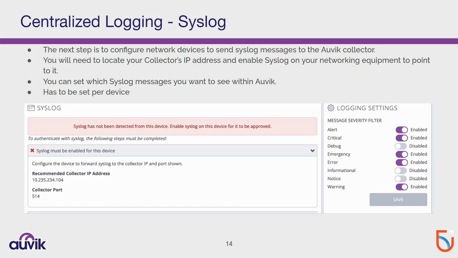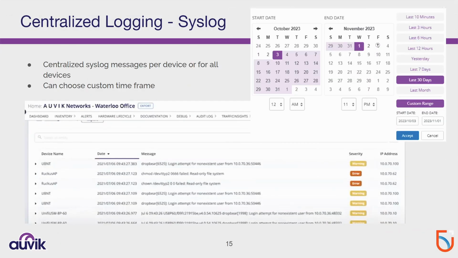So for example, we can turn on alerts, critical, emergency, error, warning. Depending on the 7 or 8 levels of syslog messages, we can select and specify which ones we want to pull and which ones we want to display. Once everything is set up, we can see the centralized syslog messages per device or for all devices. We can even choose a custom time frame.